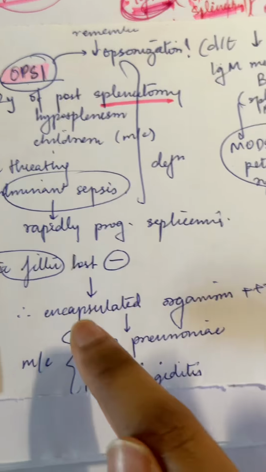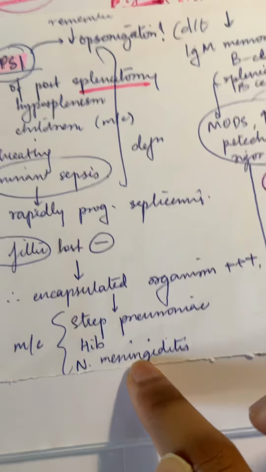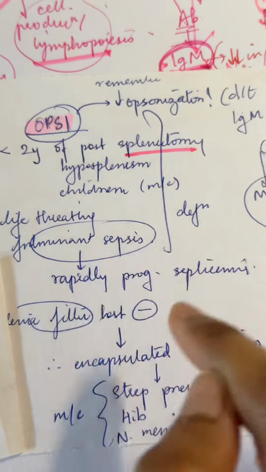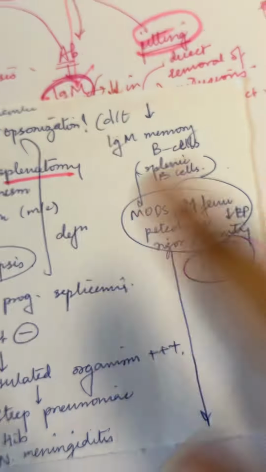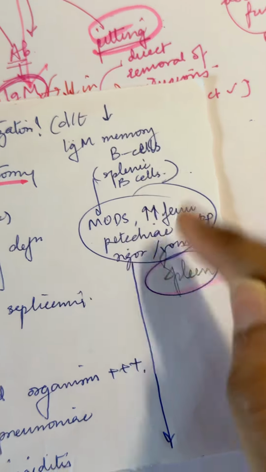So because the filter is gone, all your encapsulated dangerous organisms will thrive, like Strep pneumoniae, Haemophilus, and Neisseria meningitidis. As a result, you'll have life-threatening fulminant sepsis and a rapidly progressing septicemia. You'll progress to shock and multiple organ dysfunction syndrome: high fever, petechiae, hypotension, shock, all of that. You will have rigor and vomiting also. A very dangerous and fulminant case of OPSI.